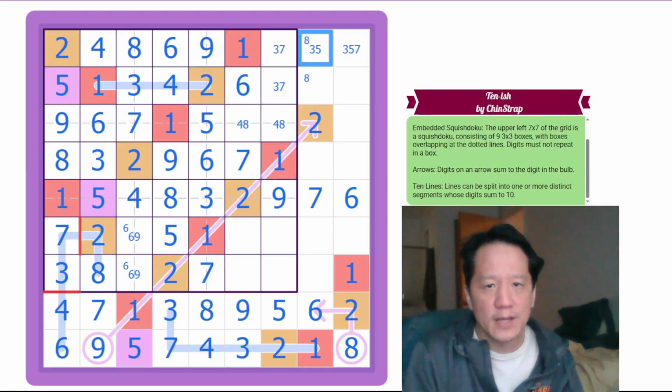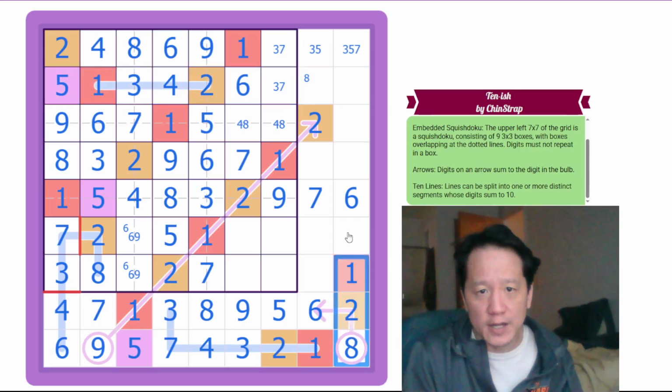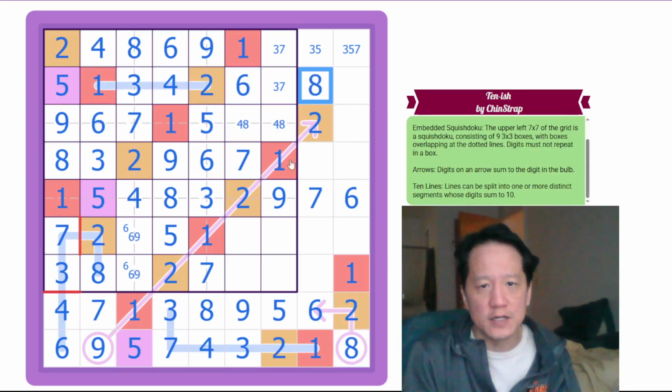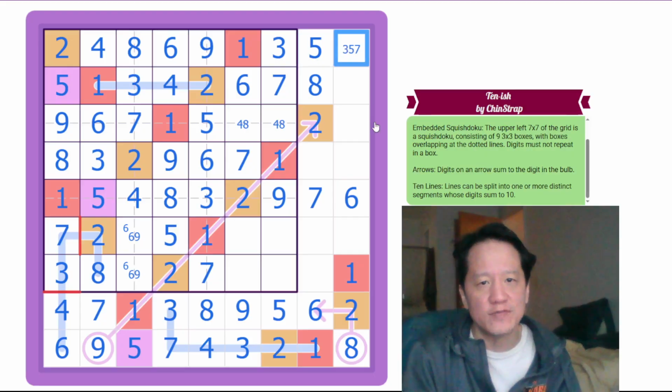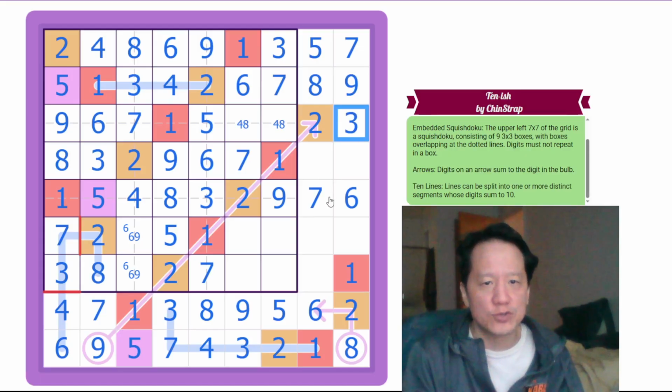Can't have an 8 here. We must be missing an 8 in row 2, and it cannot be here, so this is 8 here. Therefore, this 3 eliminates 3 here. So that's 7, which makes that 3, which makes this 5. This can't be 3 or 5. It's 7. The remaining digit in row 2 is a 9. Remaining digit in row 3 is a 3.